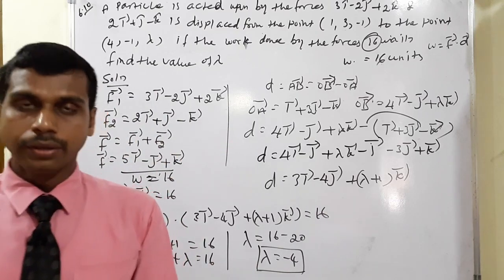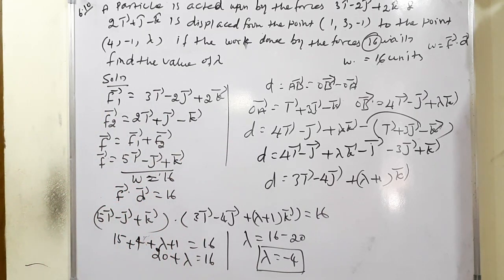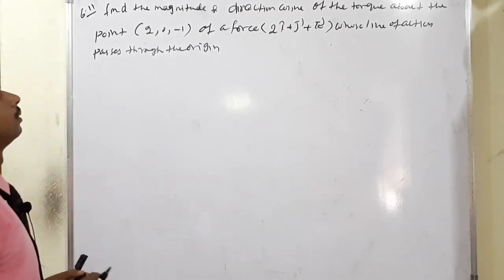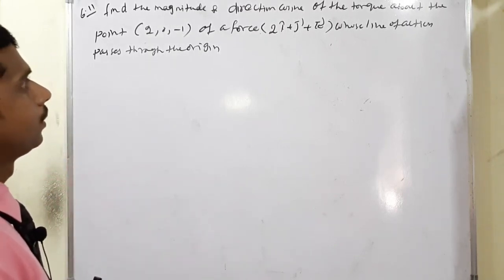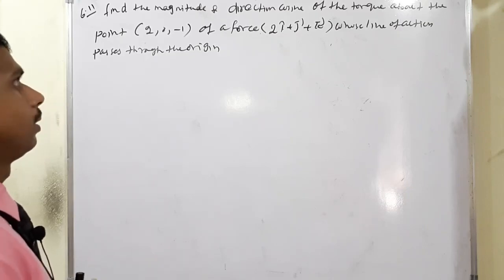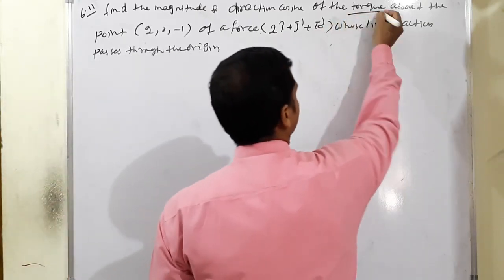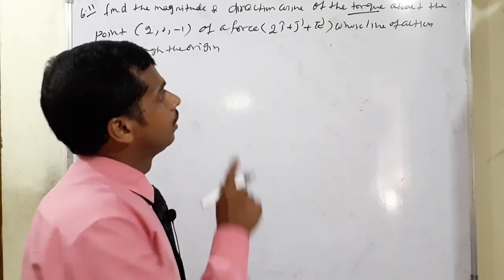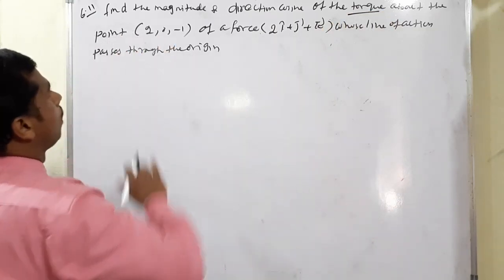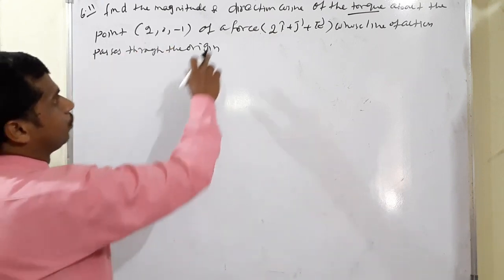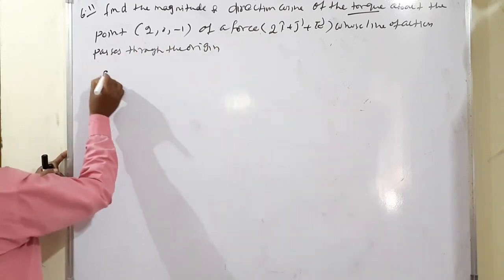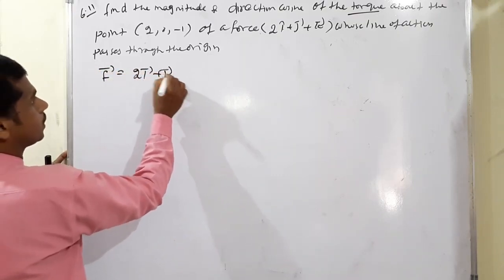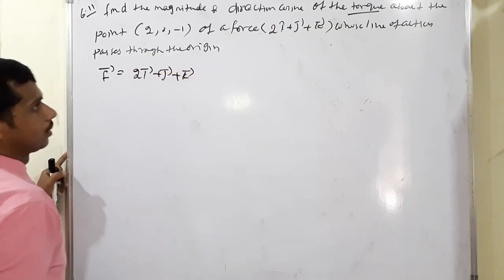Okay, I will continue with the next example. Example 6.11. Find the magnitude and direction. This is also a last year question, but here there is a new topic, the torque. Already I have done the starting concept of torque. About the point (2, 0, minus 1), the force is given. The force F vector is equal to 2i vector plus j vector plus k vector.